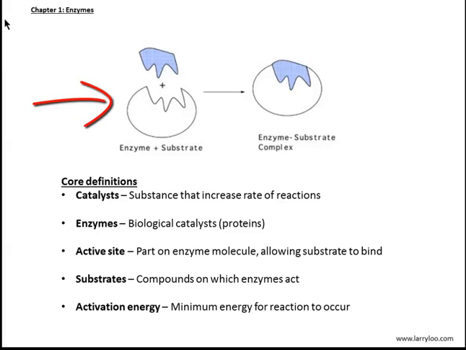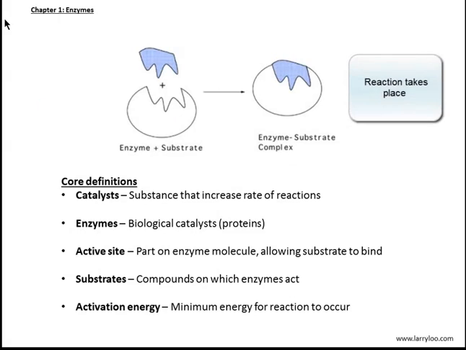This is a picture of an enzyme and substrate. When enzyme and substrate come and combine together, an enzyme-substrate complex will be formed and reaction will occur. Now, let's first touch on the definitions in this chapter. Catalysts are substances that increase the rate of reaction, and in this case, they are called enzymes. Enzymes are biological catalysts which are essentially proteins.